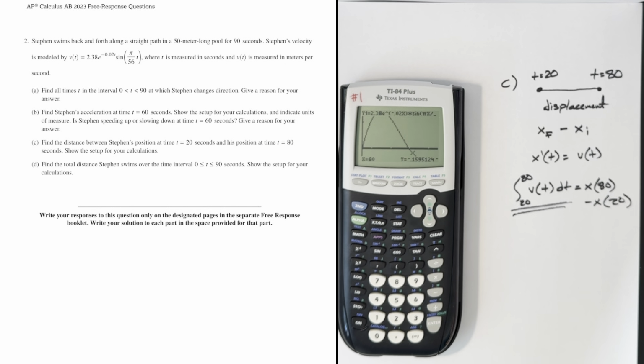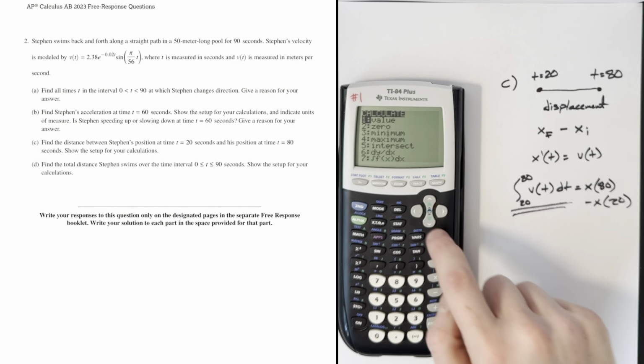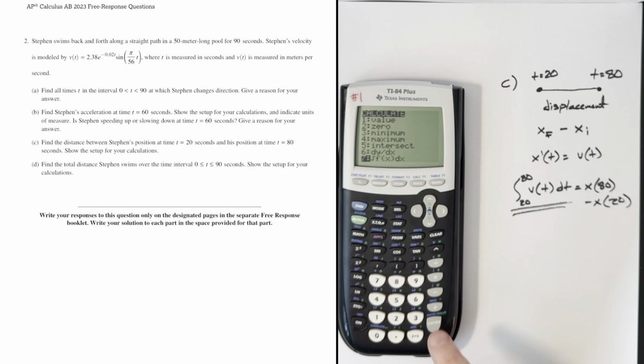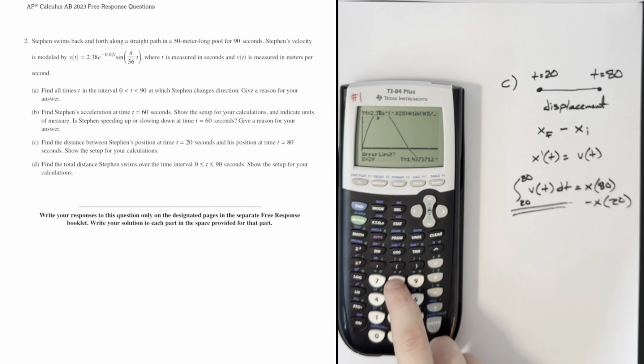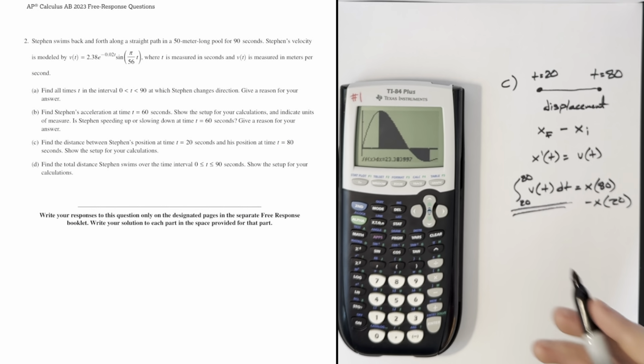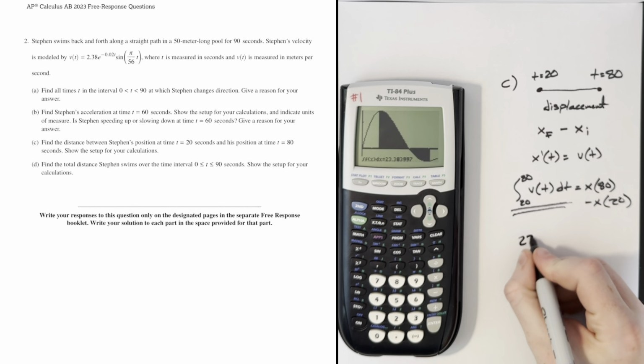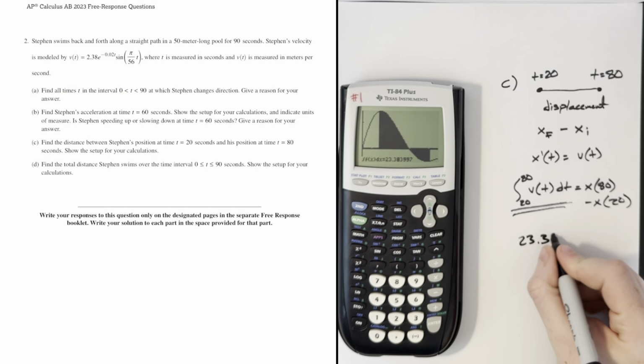And that's something we can also have memorized, that the integral from a to b of velocity represents displacement. Now, once again, we can go back to our second calc and go down to this integration button. And it gives me a lower limit and then upper limit. For my lower limit, I'm going to say x equals 20. And for my upper limit, I'm going to use x equals 80. Type it in and shade it up. That's one of the most satisfying things about this calculator. And I get that the displacement is 23.38.